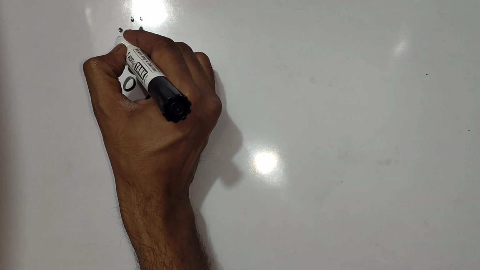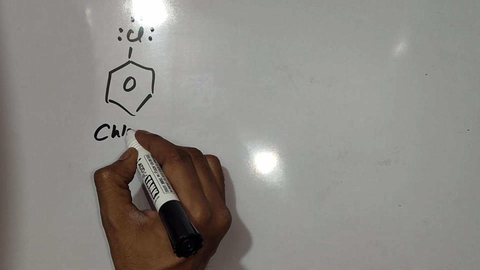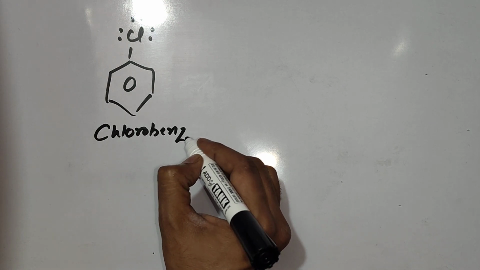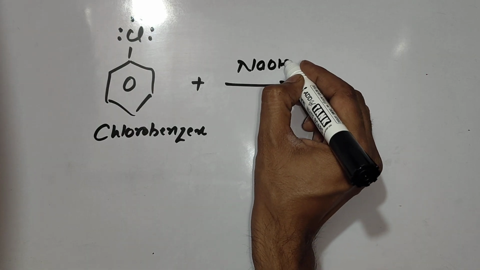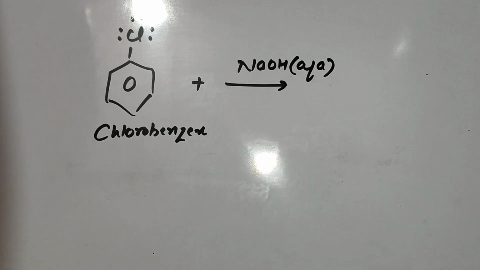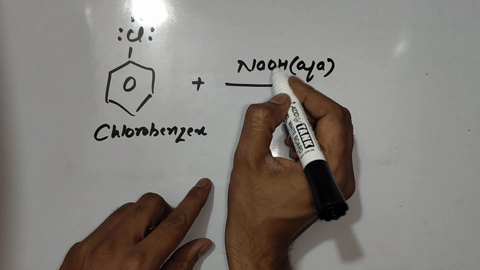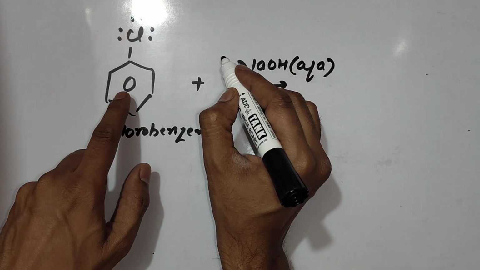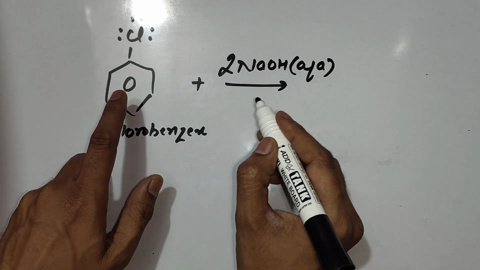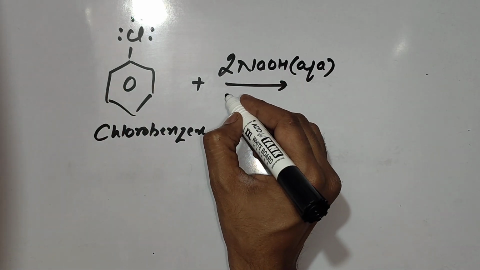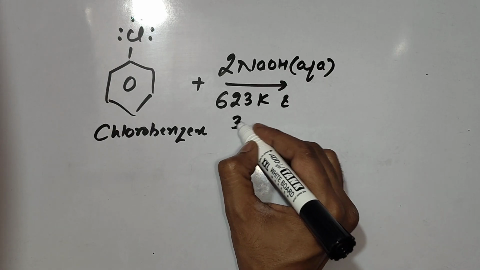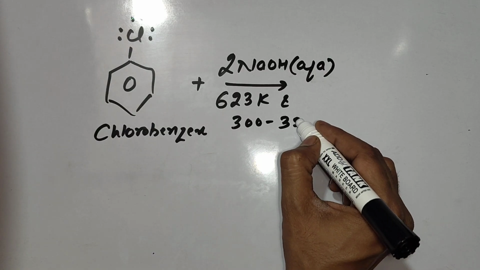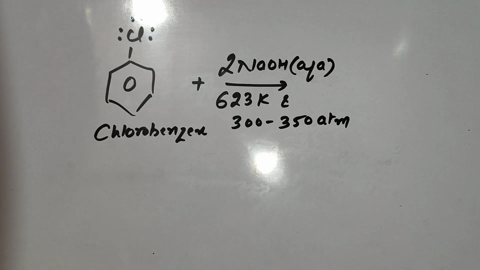chlorobenzene, a colorless liquid, is going to react with aqueous sodium hydroxide. To balance it, let me write how many particles of NaOH will be required here: for one particle of chlorobenzene, 2 particles. If I talk about conditions, very high temperature is required, 623 Kelvin, and very high pressure is required, 300 to 350 atm.